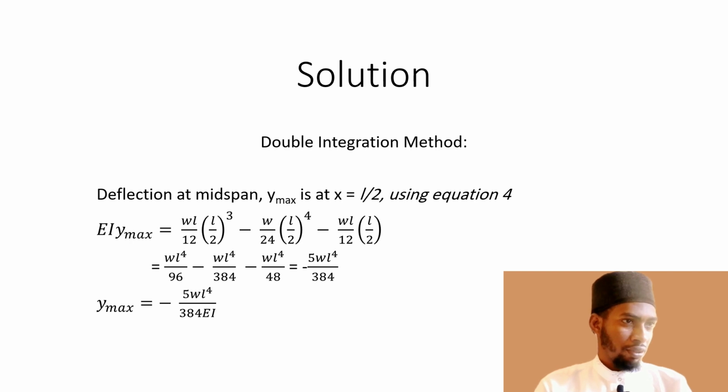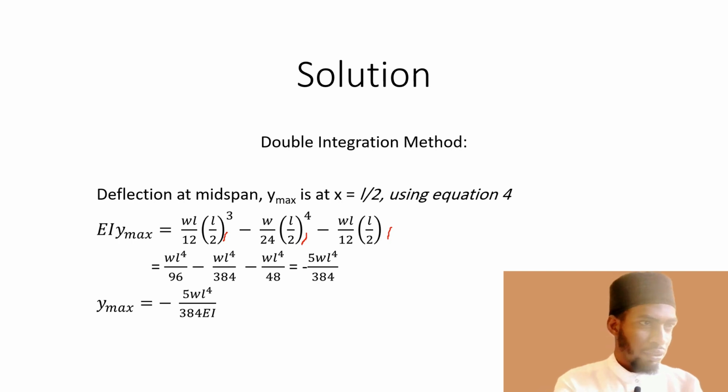So we are going to use the last equation we have, that's equation 4, because that is the one with EI y, and we have already found our C1 and C2. Okay, so we are substituting L over 2 into this equation. We have x power 3 here, x power 4 here, and x here. So we substitute the x with L over 2. After doing the substitution, we have L power 3 times L, which is L power 4.